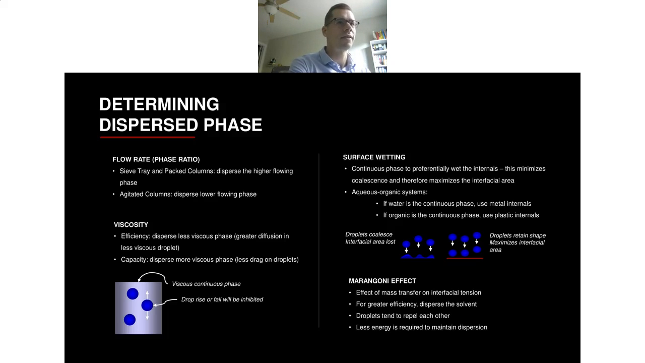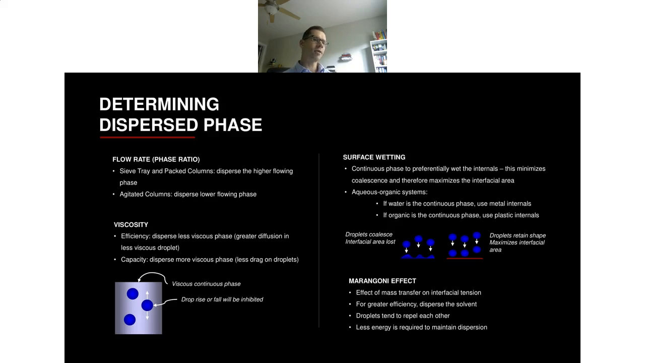Something else we look at is the impact of surface wetting. So really the takeaway here is you want to have the continuous phase be the one that preferentially wets those internals. So for example, if you had a Karr column and you had an aqueous organic system and it had 316 stainless steel internals, you'd want that aqueous phase to be continuous and the organic phase to be dispersed. So those organic droplets would bounce off the internals and you wouldn't lose interfacial area. As soon as you have droplets coalescing on the internals, you lose a lot of interfacial area. And of course, that's really going to impact the mass transfer that takes place inside an extraction column.